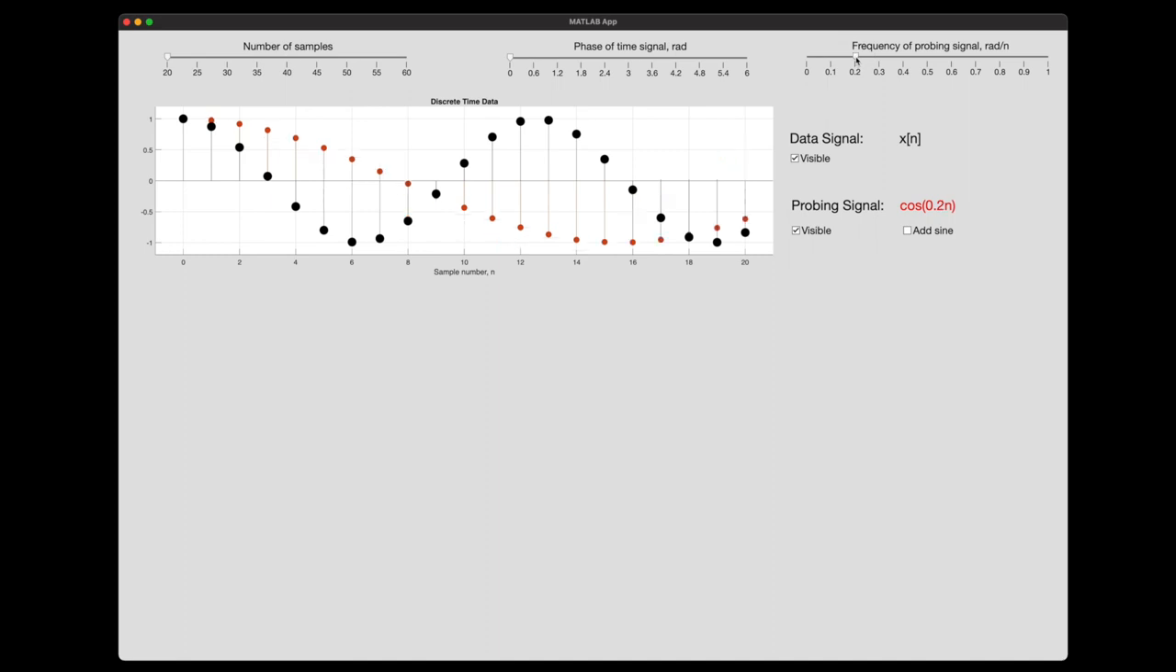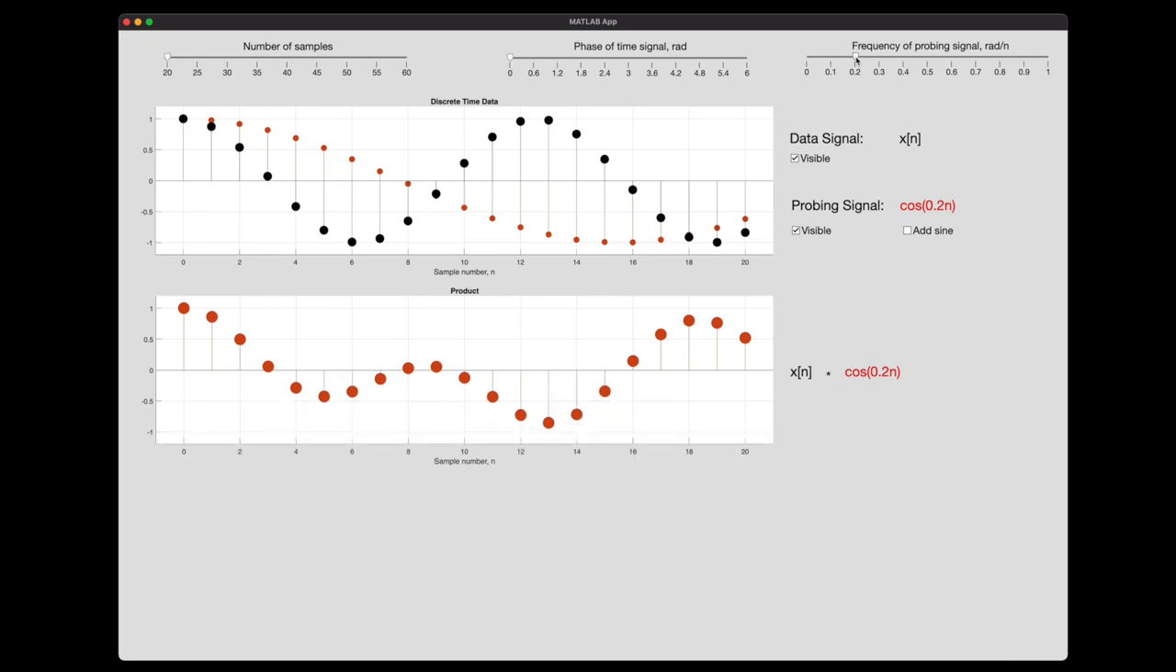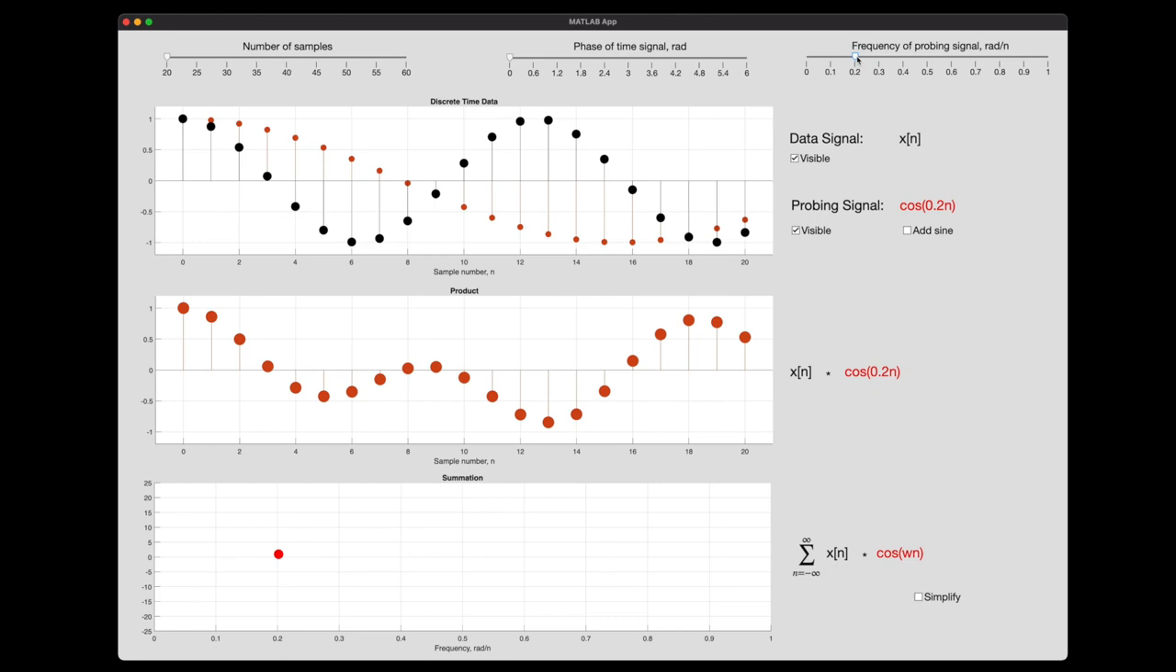And mathematically, here's how we can approach this. To get a sense of correlation, we can multiply the data signal by the probing signal and then sum the result. When the frequencies are off from each other like they are here, there's going to be times when both signals are positive or both are negative. And when you multiply these, the result is positive and they add to the total sum. But when the two signals are of opposite sign, the product is negative and it subtracts from the total. And these adding and subtracting values will tend to cancel out over many samples, and the result therefore stays low.